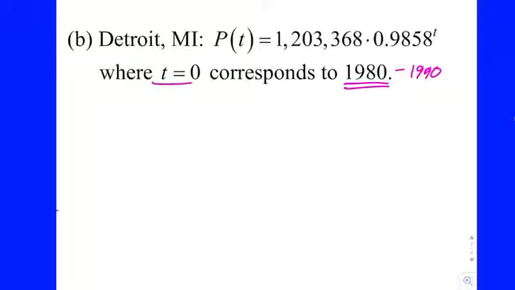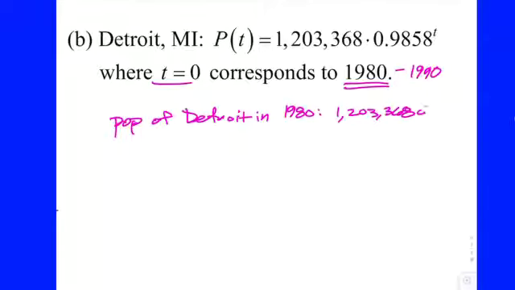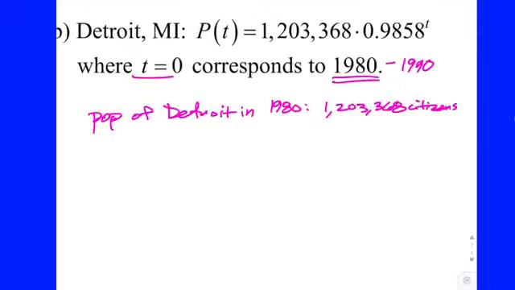According to this model, what was the population of Detroit in 1980? Yeah, 1,203,368 people. So it was a bustling town in 1980, 1.2 million people, pretty large, right, pretty large.